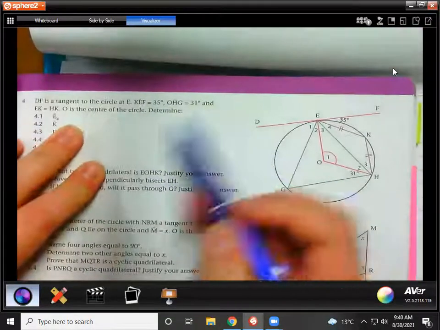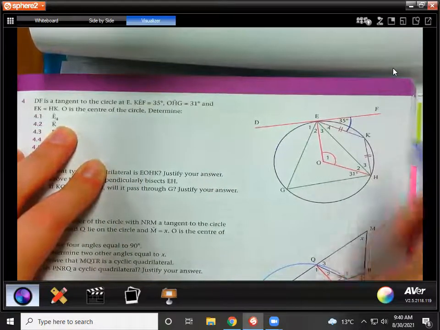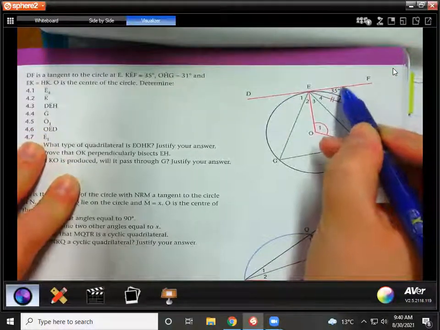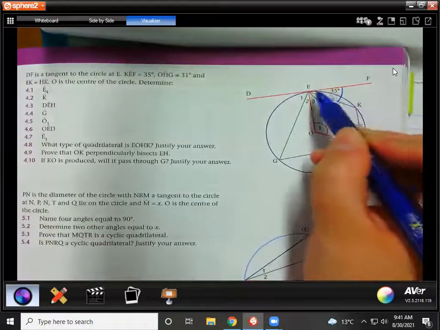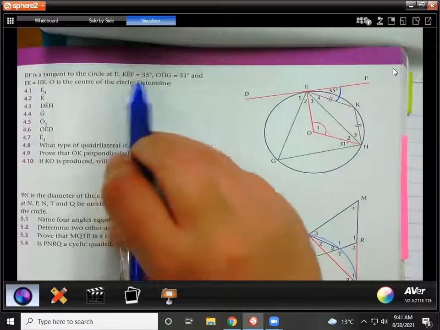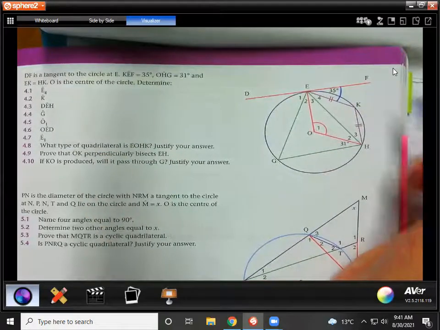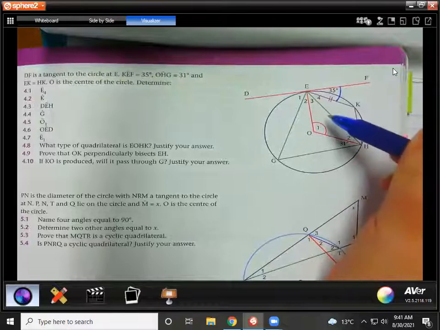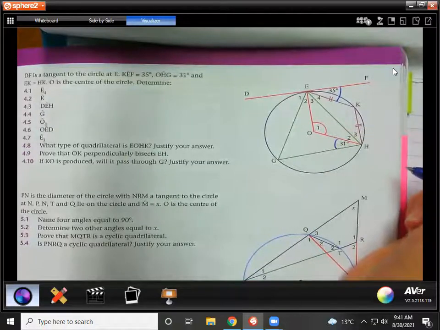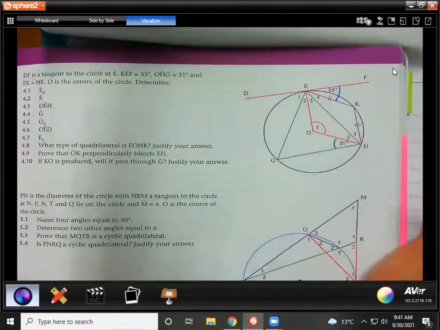All right, so for 4.1, they're asking us to find E4. They said that KEF, so this whole angle, is 35 degrees. The picture is a bit misleading because it looks like it's the angle between the chord and the circle. But guys, that can't actually be a thing because it's a curve. So in the wording, they did say KEF is 35, so that's 35. OHG, where's G now? Oh, there, sorry. OHG is 31, right? So we have 31 degrees there. And EK is equal to HK, right? They put that in on the picture.